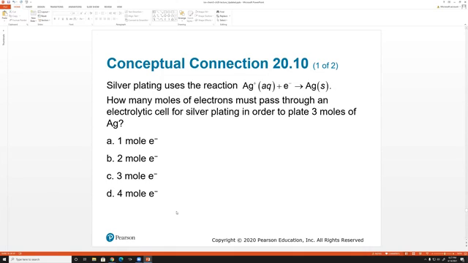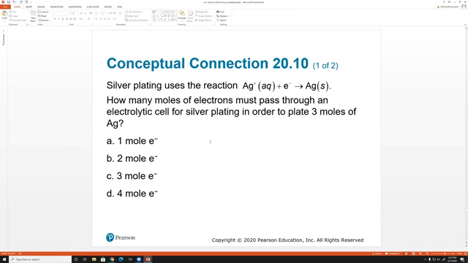Fairly simple, but let's see who can get the answer. Silver plating uses the reaction Ag+ plus e- equals Ag. So that is a reduction. How many moles of electrons must pass through an electrolytic cell of silver plating in order to plate 3 moles of silver? Yep, 3 moles of electrons. Good. It's all a 1-to-1 ratio.